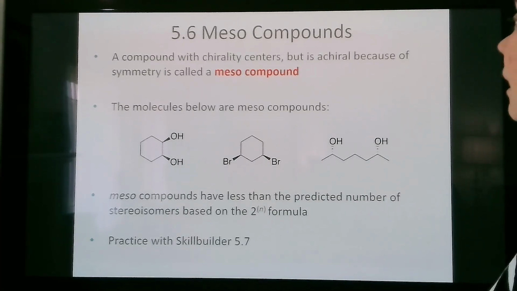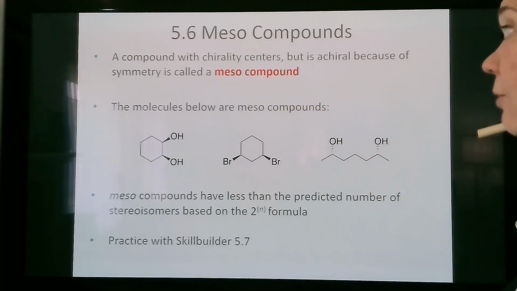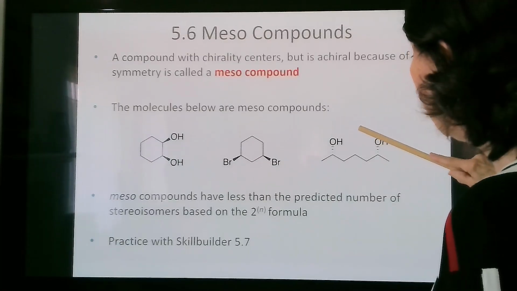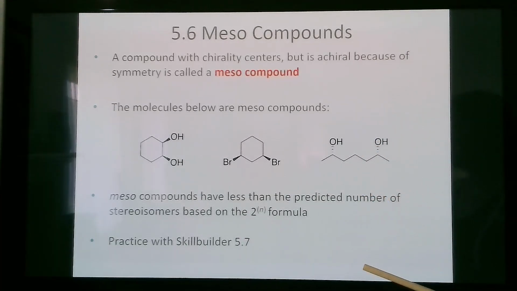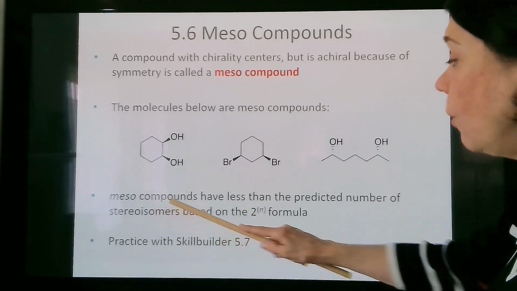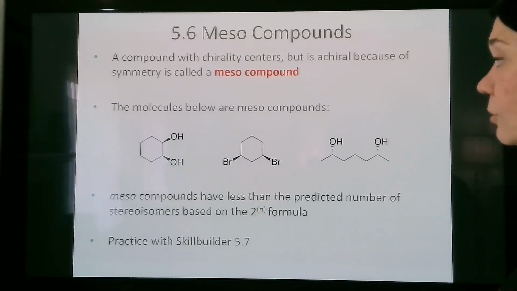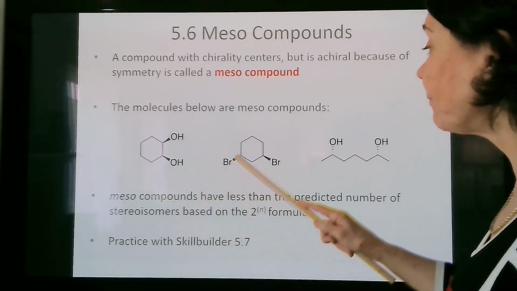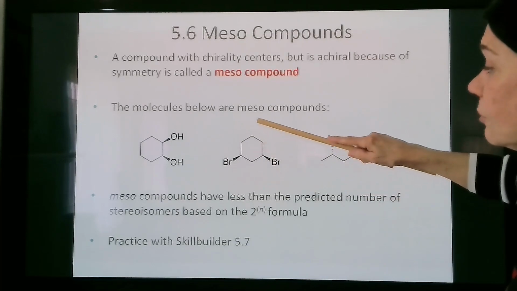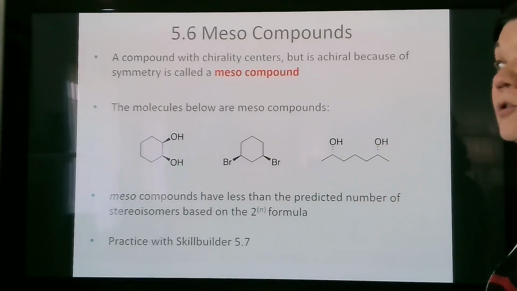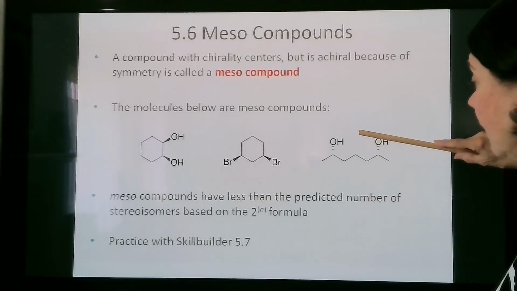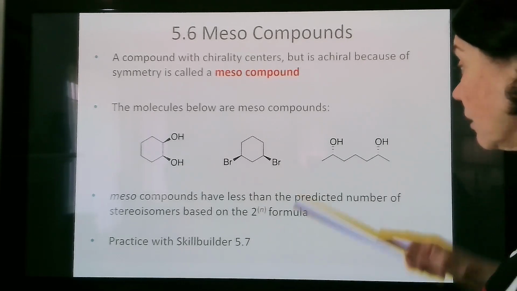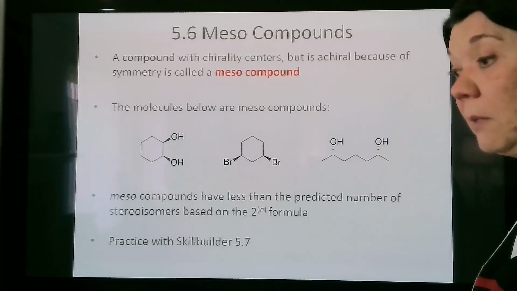So mesocompounds. A compound with chiral centers, but it's achiral because of symmetry. Here you have a plane of symmetry, a plane of symmetry, a plane of symmetry. And so these are mesocompounds, and they will have less than the predicted number of stereoisomers based on that 2 to the nth power. So here, 2 chiral centers, 2 to the second power is 4, but you'll only observe 3. Here, 2 chiral centers. Since you have a mesocompound, you'll only observe 3 actual stereoisomers. And the same thing here: 2 chiral centers, you will only observe 3 different stereoisomers because one of those stereoisomers is a mesocompound.